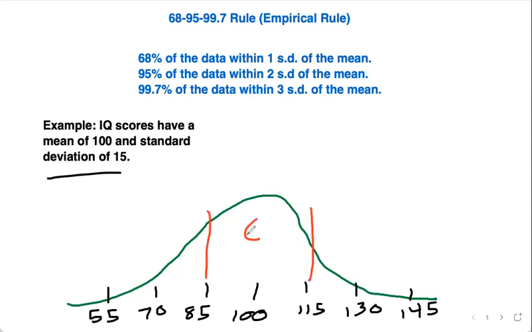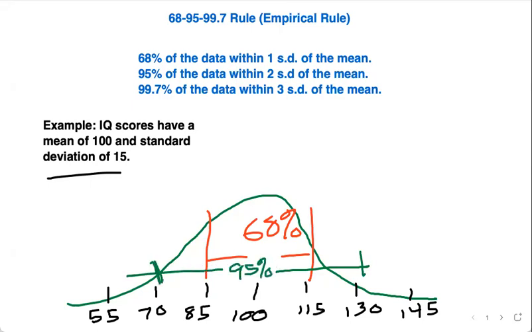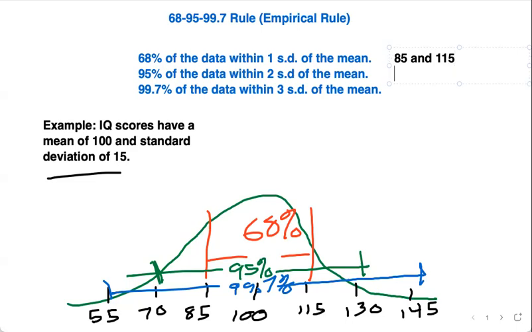From there, you can see that if I go one standard deviation above and below the mean, that'll capture the middle 68%. If I go two standard deviations above and below the mean, that will capture the middle 95%. And if I go three standard deviations above and below the mean, that will capture the middle 99.7%. So if they asked you this, you could report, in this particular case, for IQ scores, 68% of the data would lie between 85 and 115, 95% would lie between 70 and 130, and 99.7% would lie between 55 and 145.